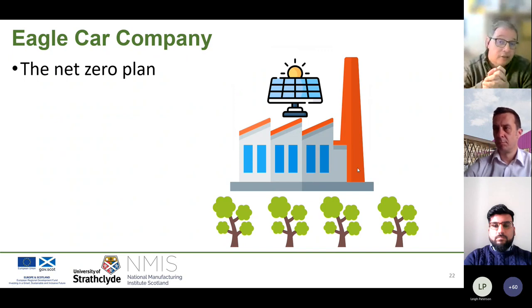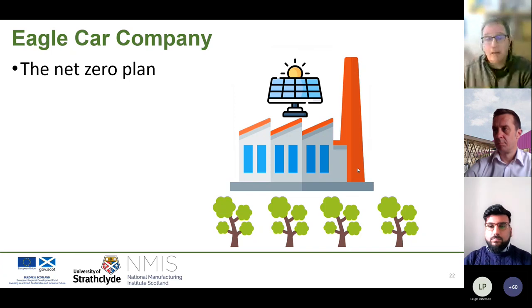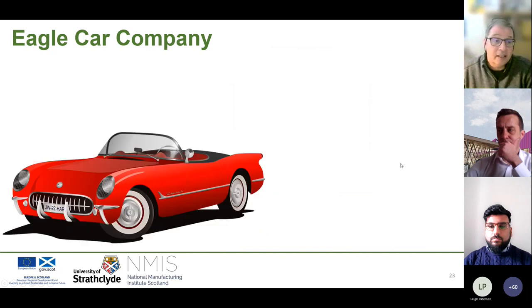It takes 15 to 20 years for some species to get to a size where they actually are taking in a sufficient amount of carbon dioxide to make it worthwhile. But to all intents and purposes, we are now saying that this factory is net zero because we've managed to offset all our carbon. Now that's a bit misleading, as you'll see on the next slide.